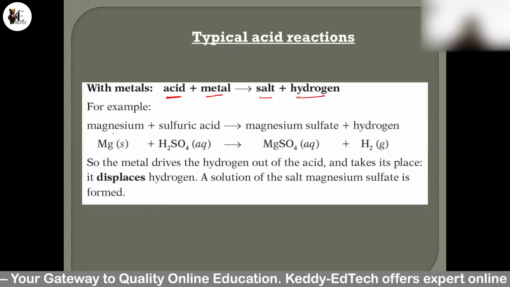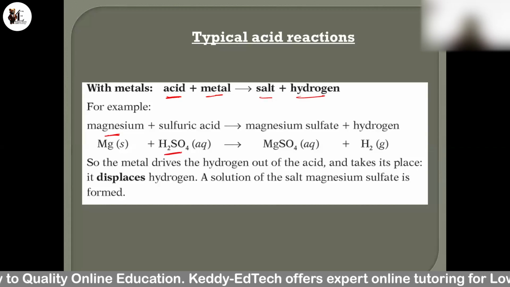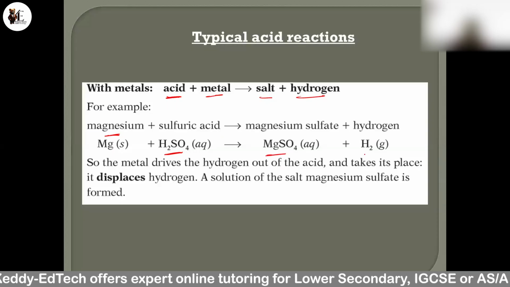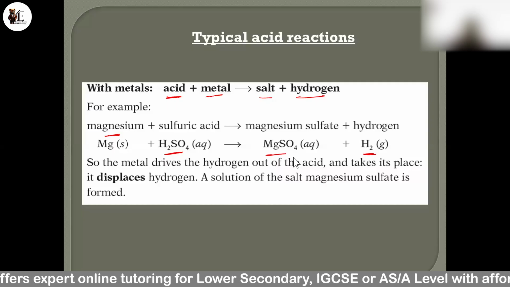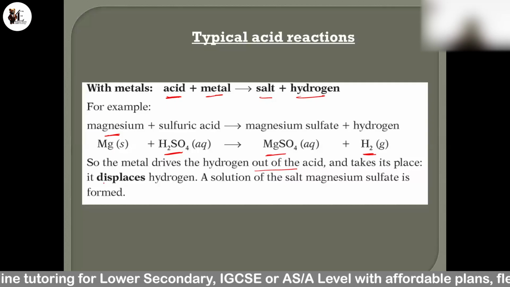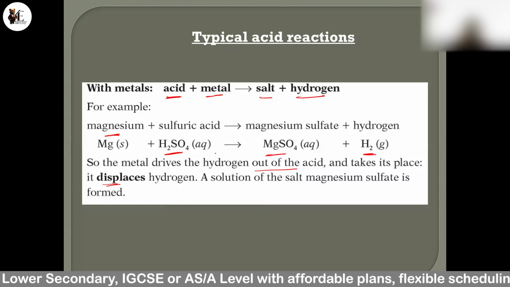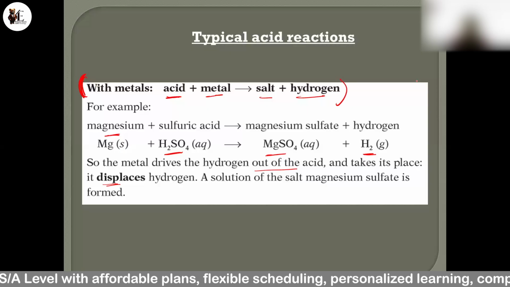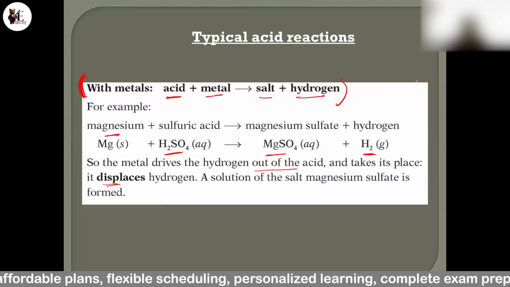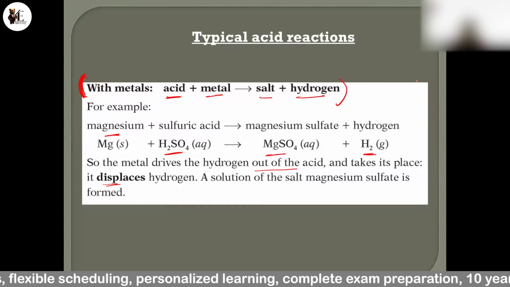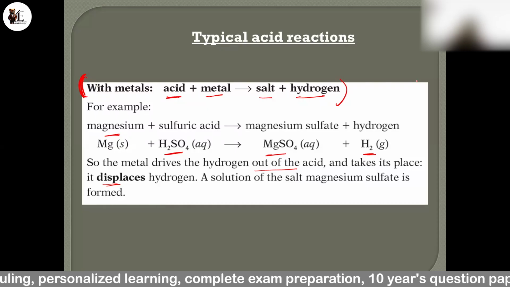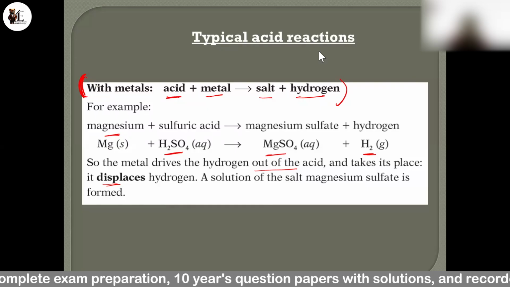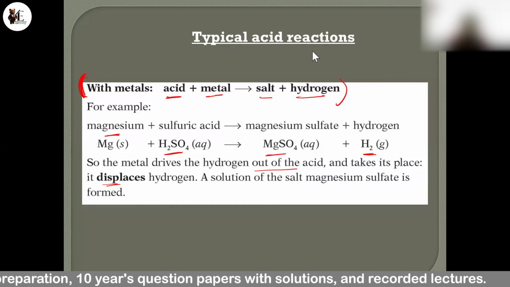For example, learn it with the help of magnesium. When magnesium reacts with sulfuric acid, H2SO4, you have a salt, magnesium sulfate, plus hydrogen gas liberated out. So the metal drives the hydrogen out of the acid and takes its place. It displaces the hydrogen. What you have to remember from this slide is only this: when acid reacts with metal, you have a salt and hydrogen gas. Acid plus metal gives you salt plus hydrogen. So remember it using the example of magnesium plus sulfuric acid. Okay, note it down.